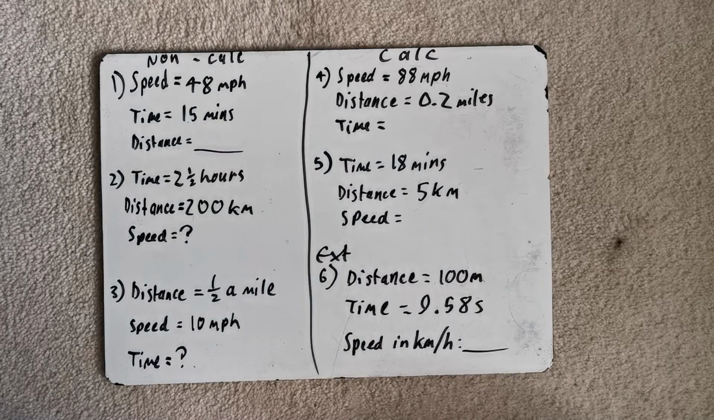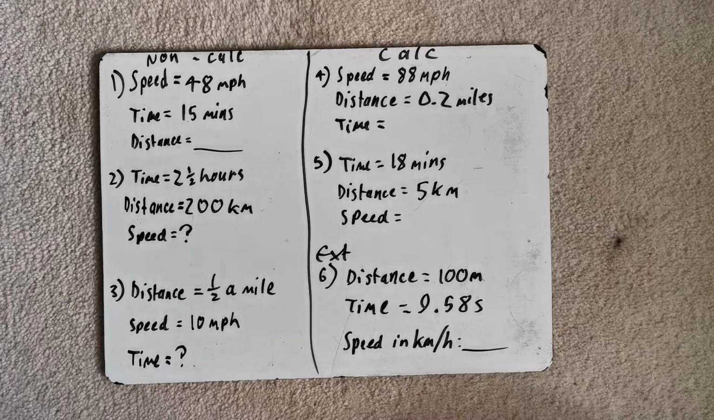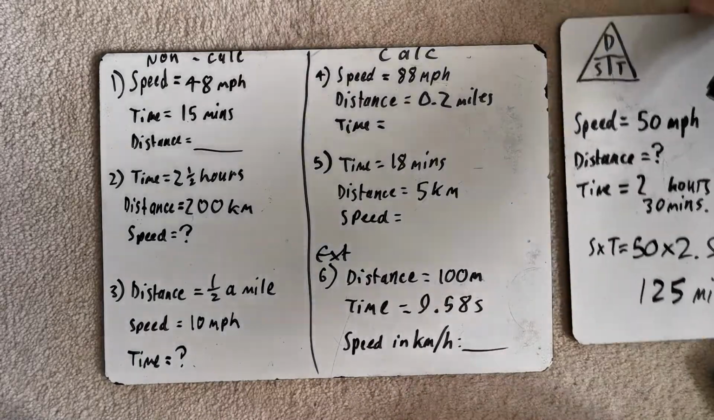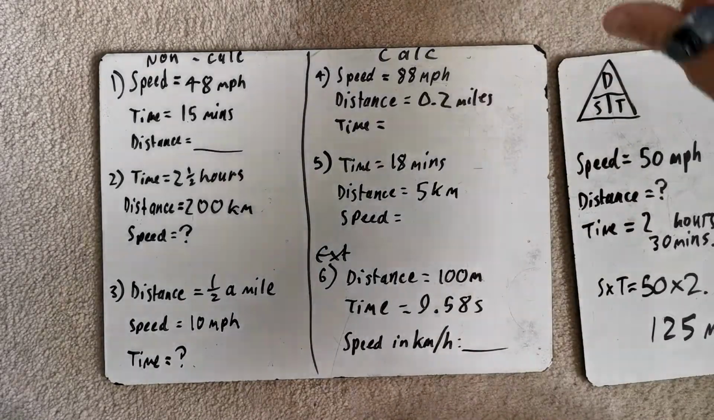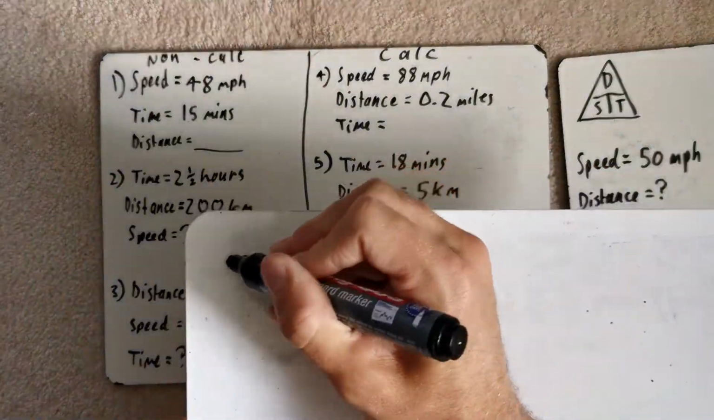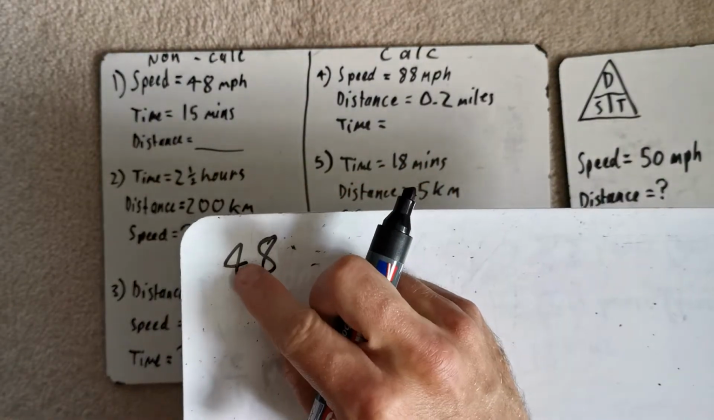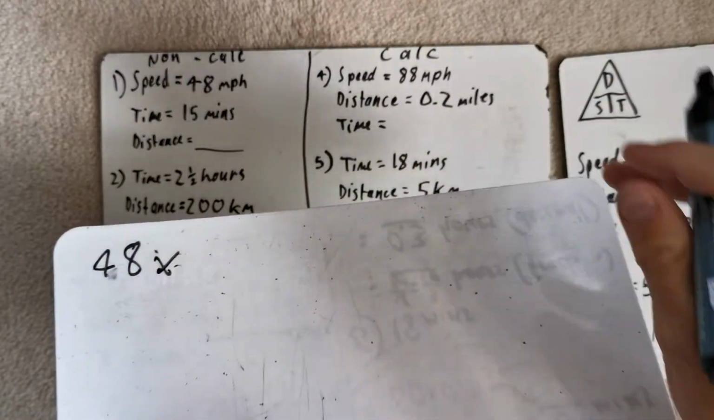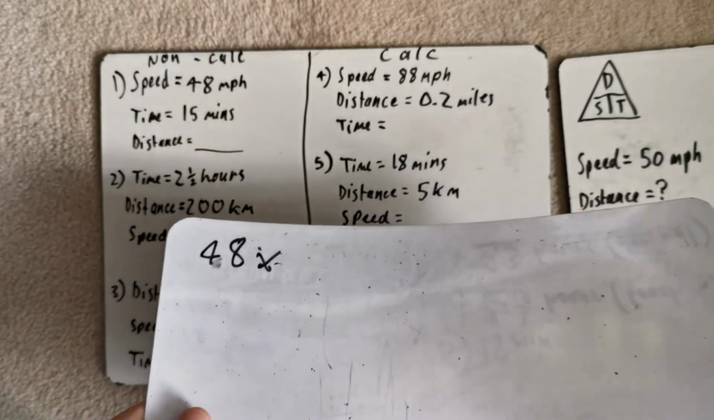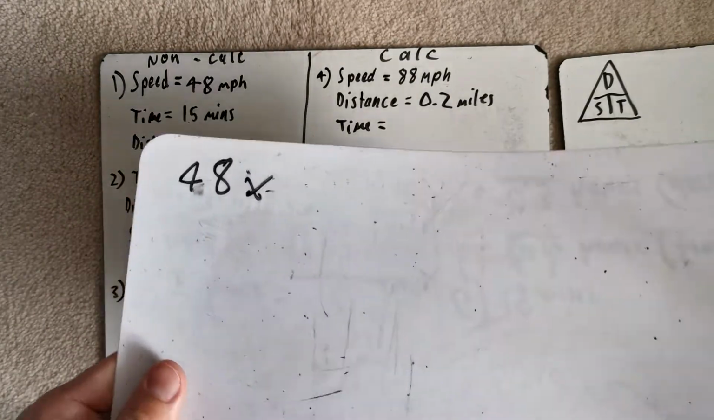Where was I? So 48 miles an hour, and we're trying to find out the distance. Distance is speed times time. So we're going to do 48 times by, are we going to times by 15? No, we're not going to times by 15, are we? We don't have miles per minute. We've got miles per hour there.